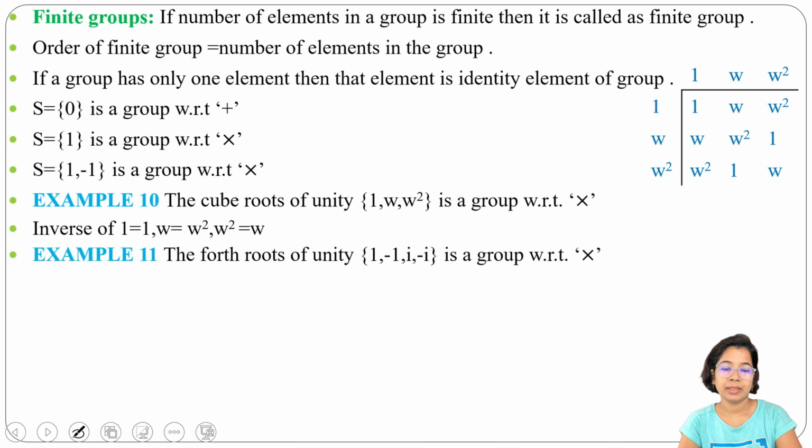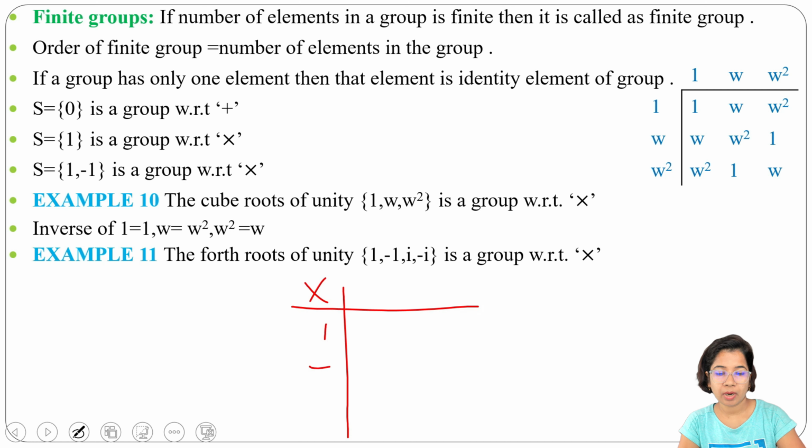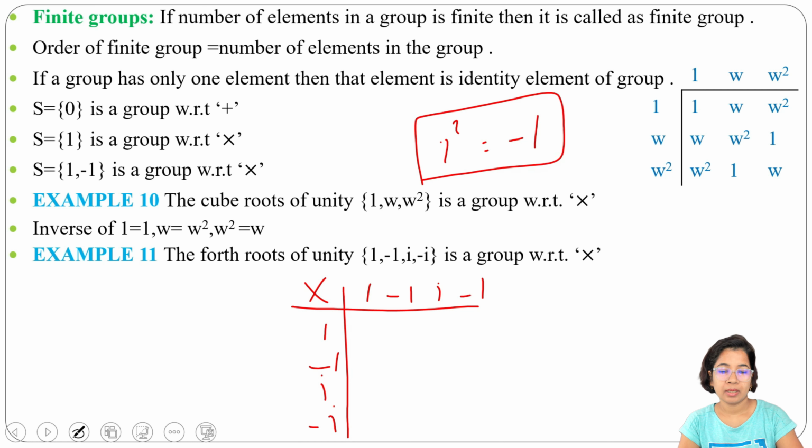Example 11. The fourth roots of unity {1, -1, i, -i} is a group with respect to multiplication. We can create a similar type of table. Here will be multiplication: 1, -1, i, -i, and 1, -1, i, -i. i square equals -1. Just remember this. Now 1 multiplied by 1 is 1. 1 multiplied by -1 is -1. 1 multiplied by i is i. 1 multiplied by -i is -i.